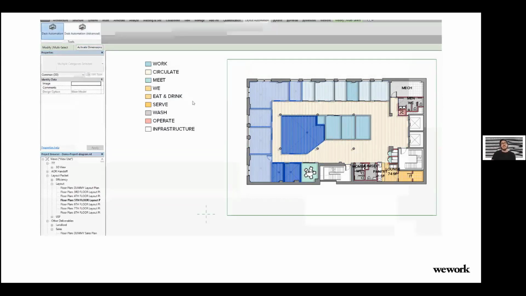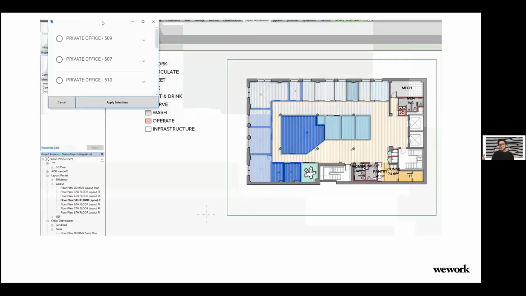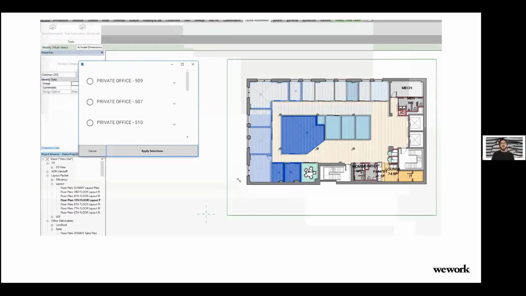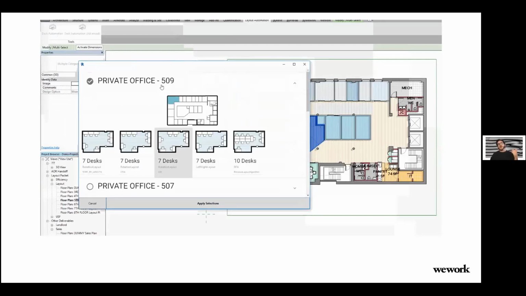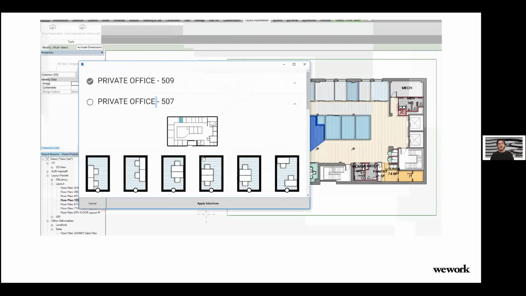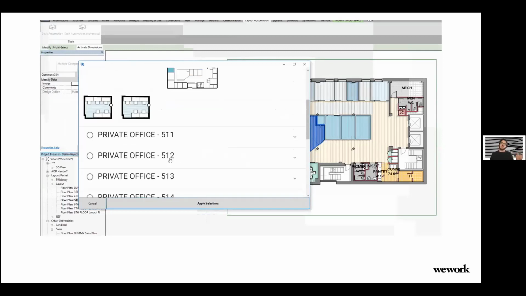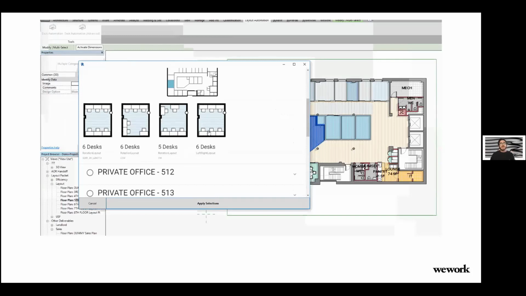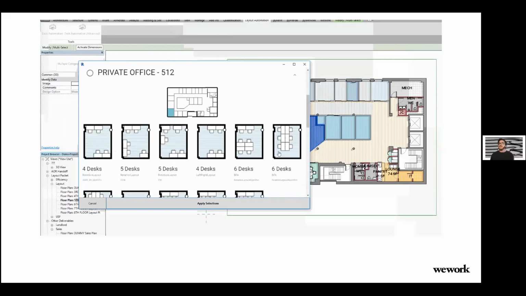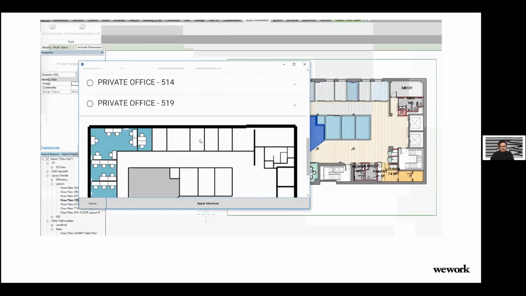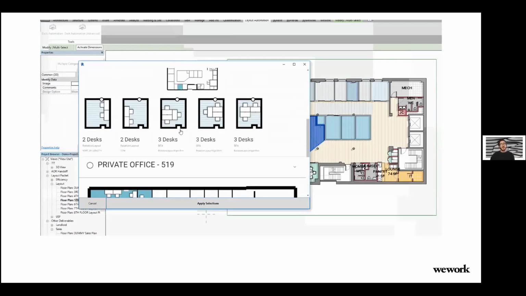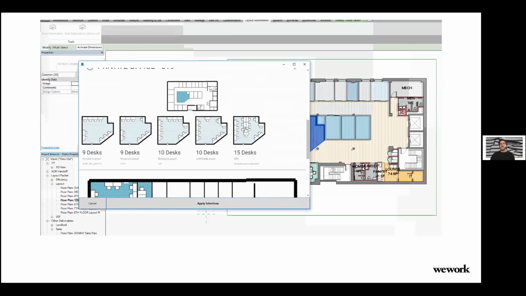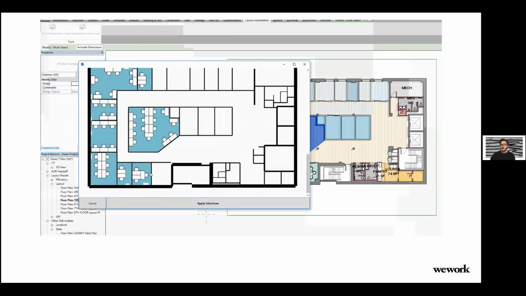And the way that we did this, we set it up so that you would basically draw these rooms, and it would run the shape of the room through the algorithm, and you could pick which of the many solutions that the algorithm came up with was best for each room, and you could just go boom, boom, boom, click through, and it would inject the desks into the Revit model.